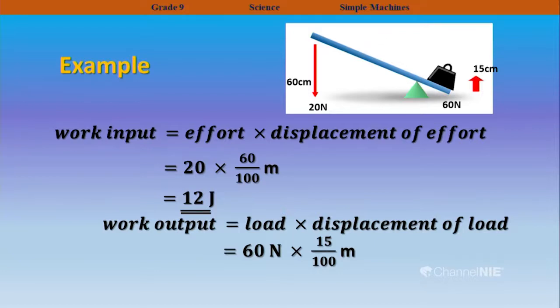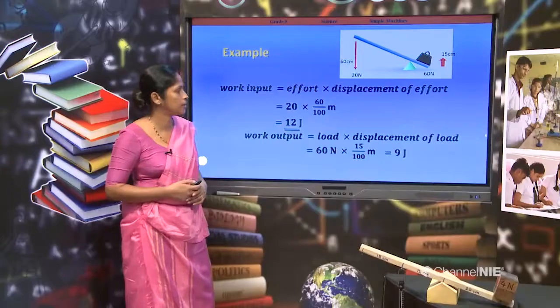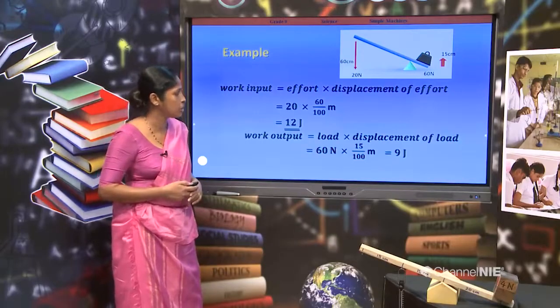Load is 60 Newton, displacement of the load is 15 centimeter. Load is raised to a 15 centimeter distance. 60 Newton multiplied by 15 centimeter. You all know 15 centimeter should be converted to meters. And you will get the answer 9 joules. That is work done by the machine.